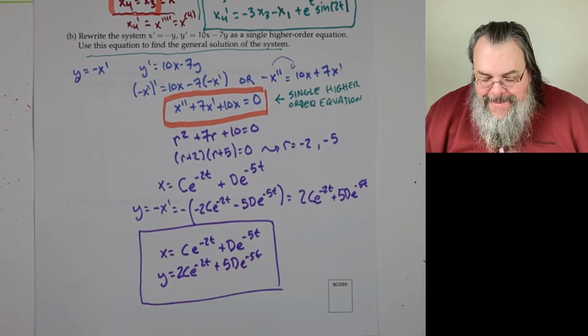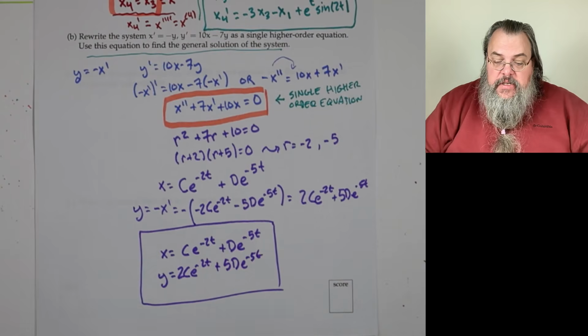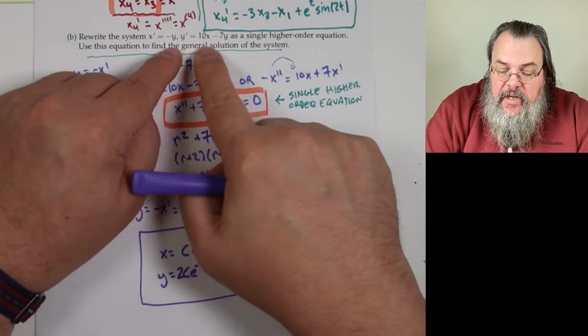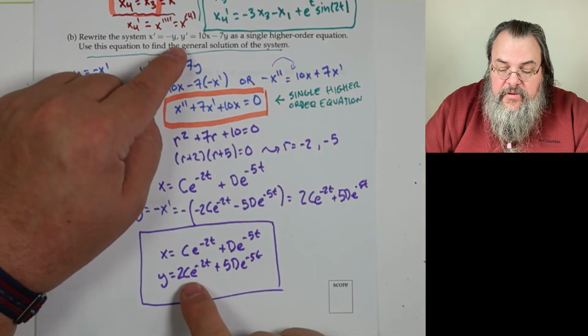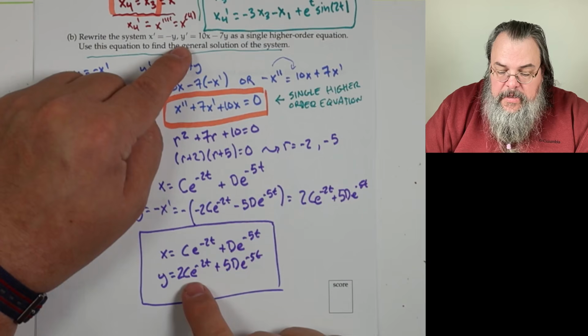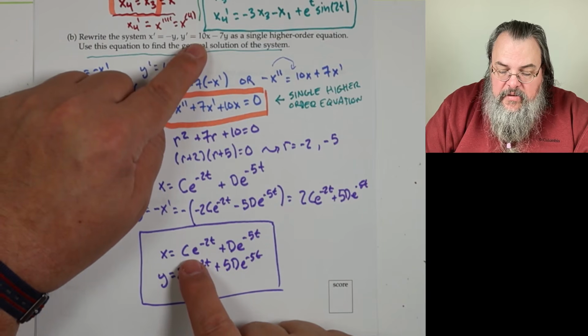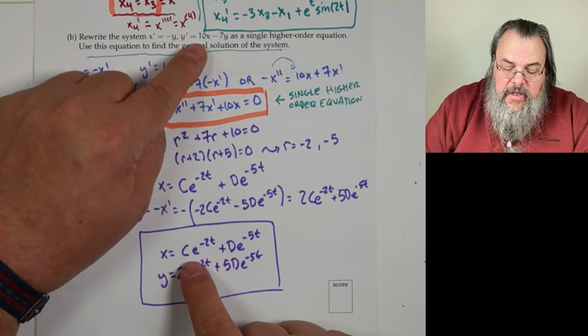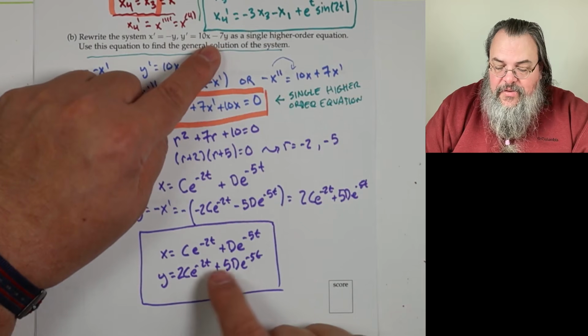And there we go. That's our solution. Now we can check. What can we say? Well, y prime is 10x minus 7y. So we can say, take y prime. We'd have a minus 4c. And then if I take 10 times this, that's 10c, and minus 7 times that, that's minus 14c. So that is minus 4c.